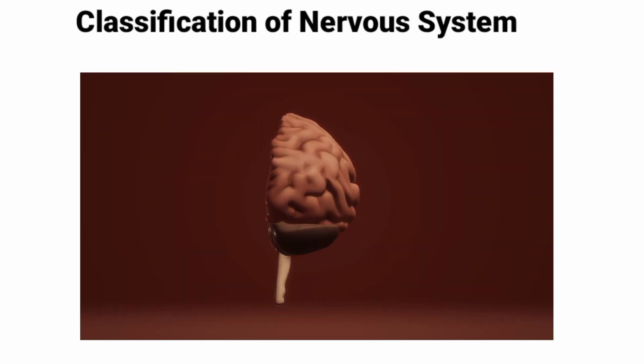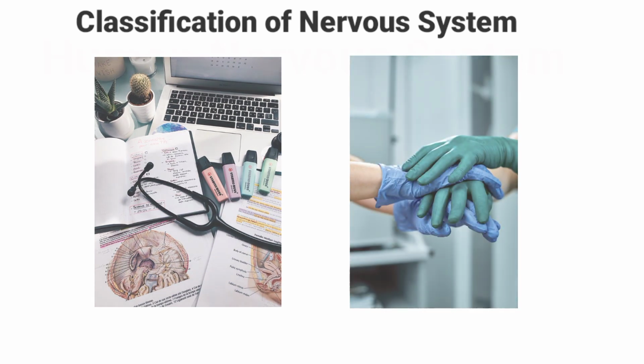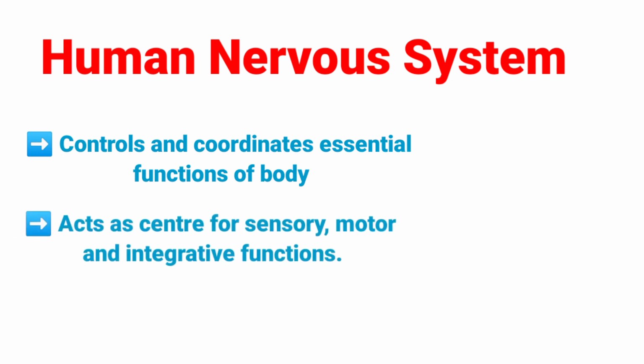Today we are going to talk about classification of nervous system. This video is important for medical students and doctors. Our nervous system controls and coordinates essential functions of body. It acts as a center for sensory, motor and integrative functions.